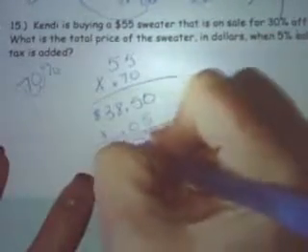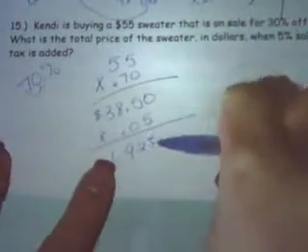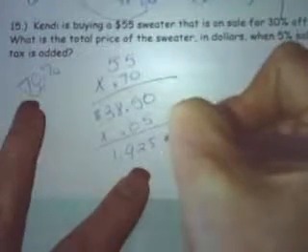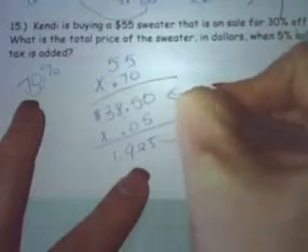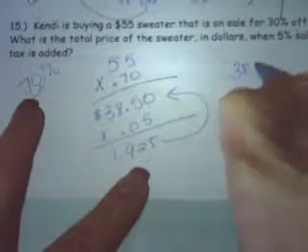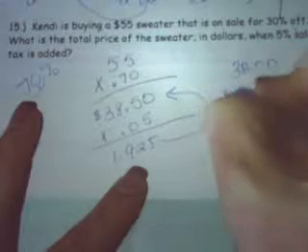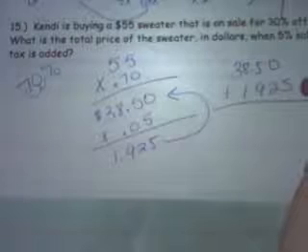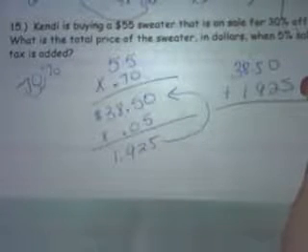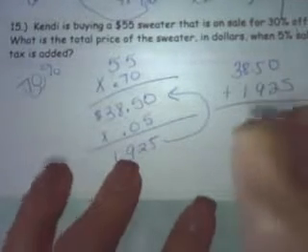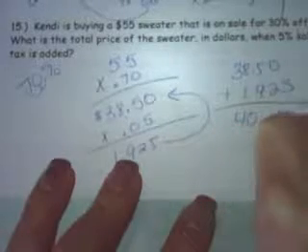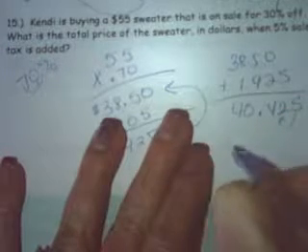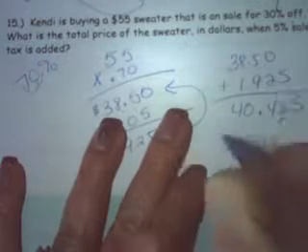I get 1.925. Now, does that mean I'm paying $1.93? No. That means that's the sales tax. I have to add it back to the $38.50. So $38.50 plus the 1.925 is going to give me 40.425. But when we're talking about money, we're going to round this to the nearest cent. So it's going to become $40.43.